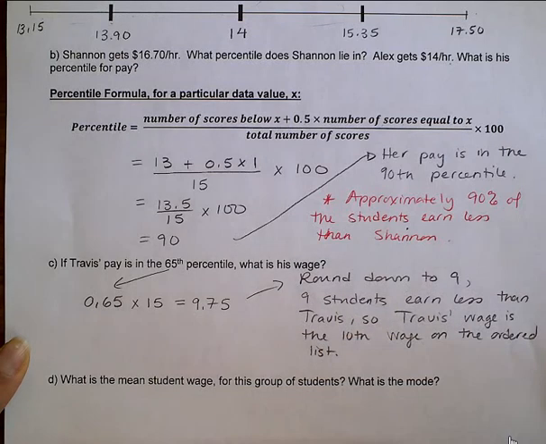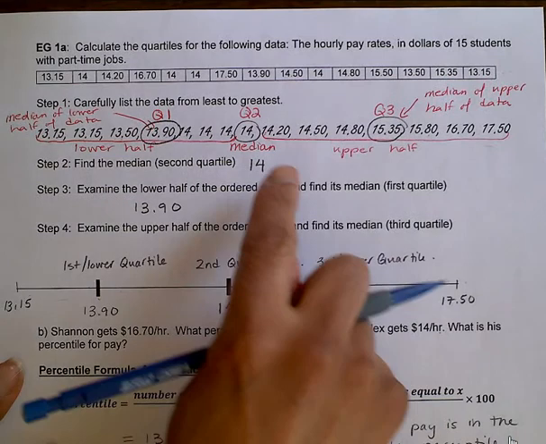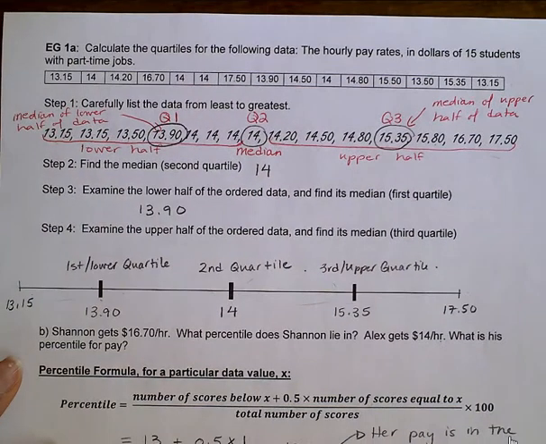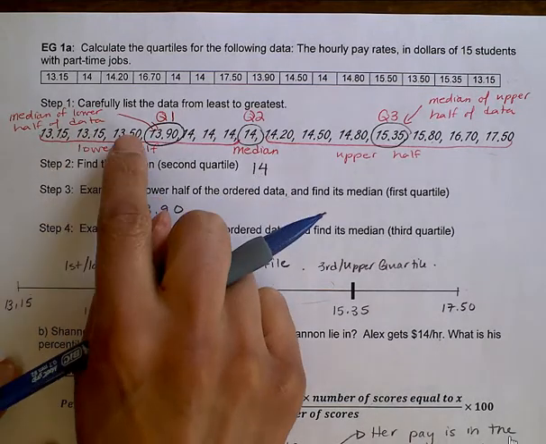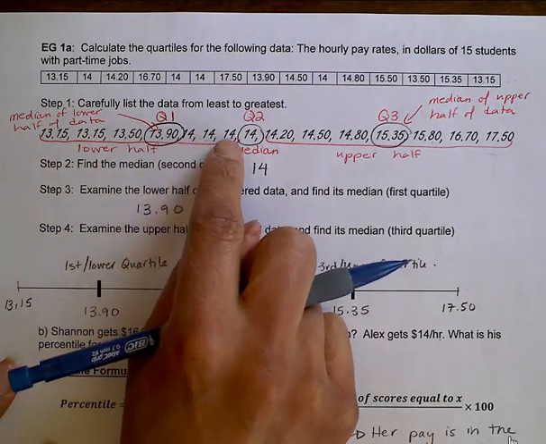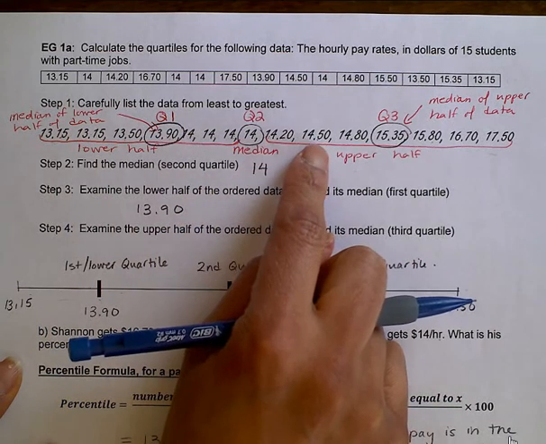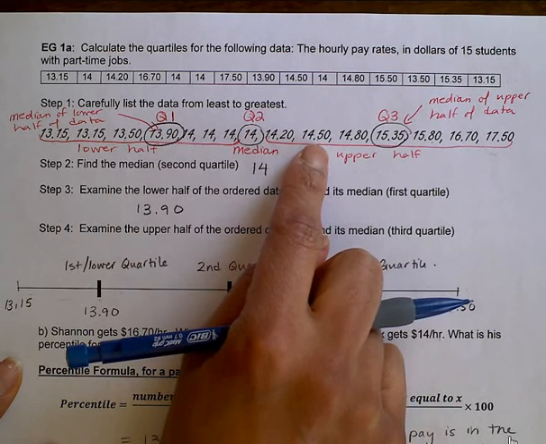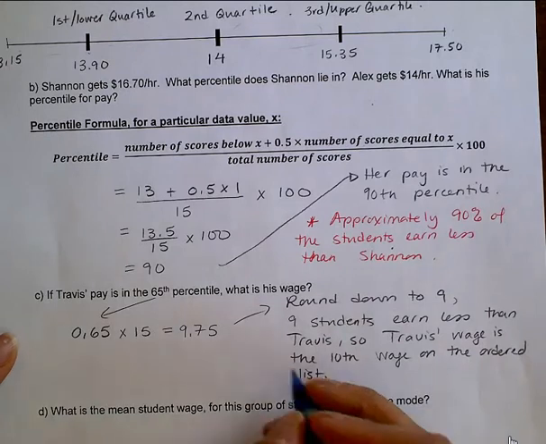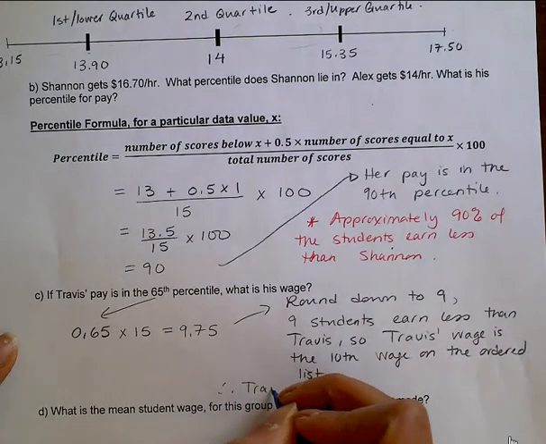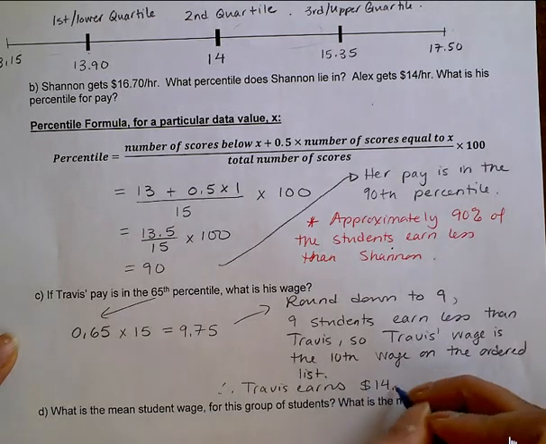Okay, so let's count it out. We're going to go back to our list, not the top one because it's not in order. We're going to go to our ordered list and we're going to find the 10th wage. So 1, 2, 3, 4, 5, 6, 7, 8, 9, 10. So that wage there, the $14.50, is Travis's wage. So we're going to write that down. So therefore, Travis earns $14.50 per hour.